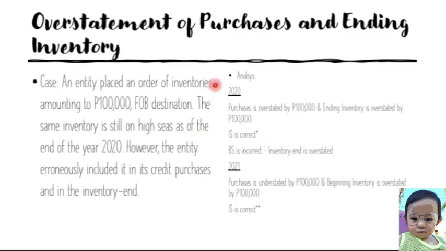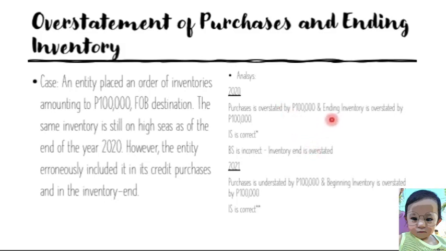So despite the error, the income statement is correct, or the net income is correct. How so? First we determine the relationship between purchases and net income. Purchases and net income has an inverse relationship. That means if this is overstated by 100,000, net income is understated by 100,000.